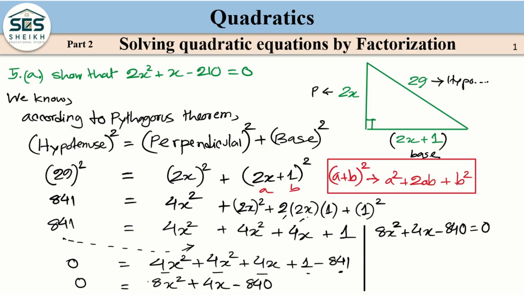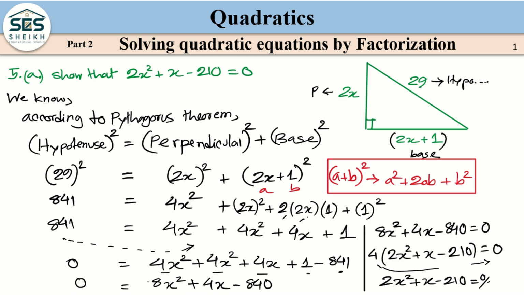840 is 0. So if we take 4 common, then we have 2x squared plus x minus 210 is 0. So if we send 4 from this side to this side, then we remain with 2x squared plus x minus 210 equals 0 divided by 4, and it is actually 0. So this is how we can solve our first math.